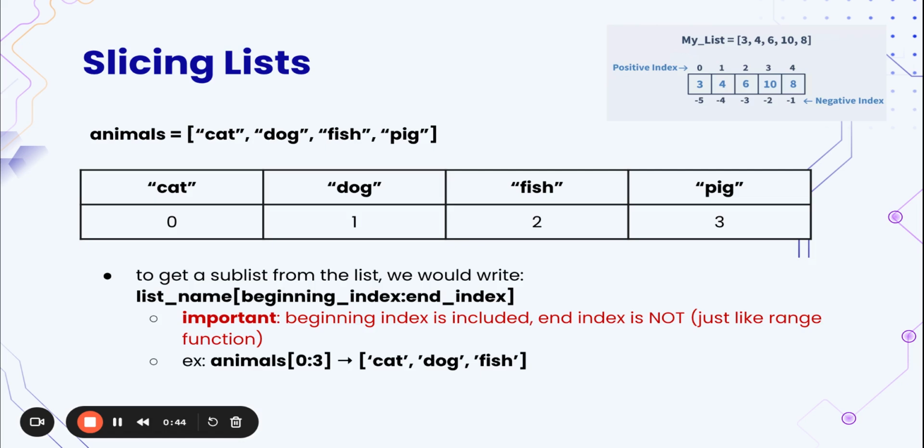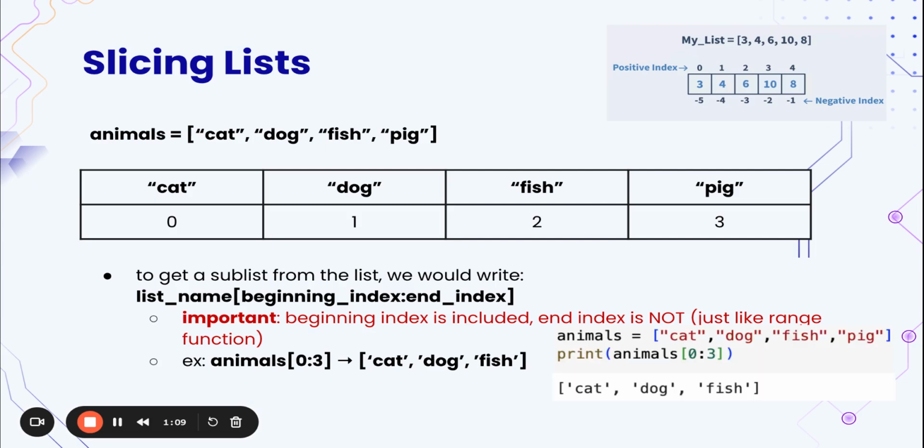To get a sublist from the list, we would write list name, beginning index, end index. It's important to know that the beginning index is included and the end index is not, just like the range function. For example, animals[0:3] gives us cat, dog, and fish. And here's how it would look like in code.